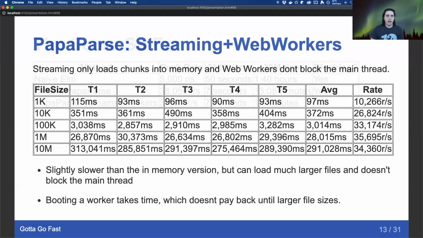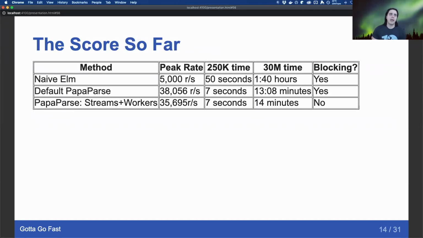So our score so far, we had our naive Elm approach, which was around 5,000 records per second. For our average case, we were talking around 50 seconds. For the 30 million case, that would take an hour and 40 minutes, but it blocked. Default PapaParse out of the box was roughly 5 or 7 times as fast. It ran in around 7 seconds. It means that it would be around 13 minutes, but it's still blocked. But the most optimized version of PapaParse we could find was slightly slower, would take around 14 minutes for our max, but it didn't block the page, and we could essentially emit progress events, so we could show a progress bar.